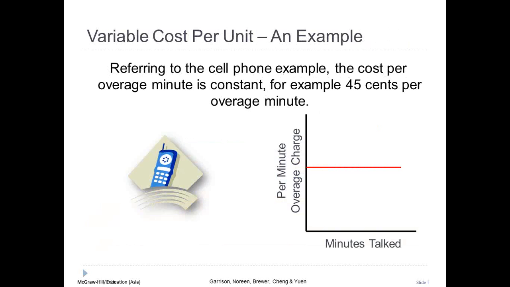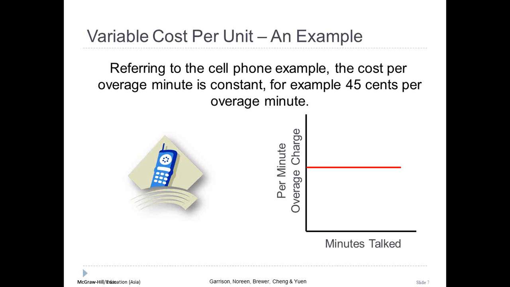Another way to look at it: minutes talked, per minute overage charge. The rate per minute does not change. The variable cost per unit does not change. It remains constant for a relevant range. We go back to that term. What is a relevant range?